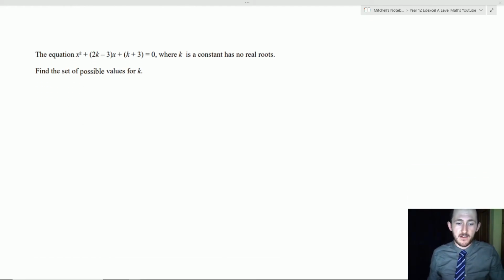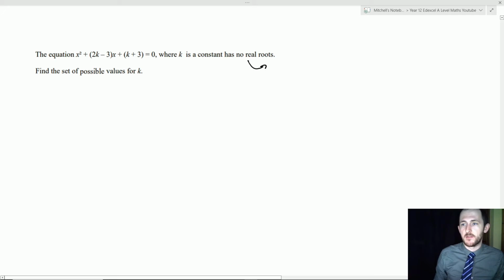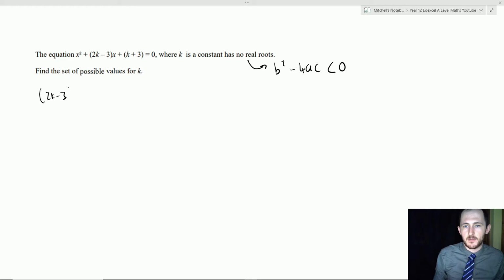Again, this looks like a very familiar question, right? So it should, because we're doing the exact same thing. But it has no real roots. So b squared minus 4ac is now less than 0. So what we're going to do here is we're going to write this out. So 2k minus 3 squared minus 4, 1, and k plus 3 is, whoops, less than 0.